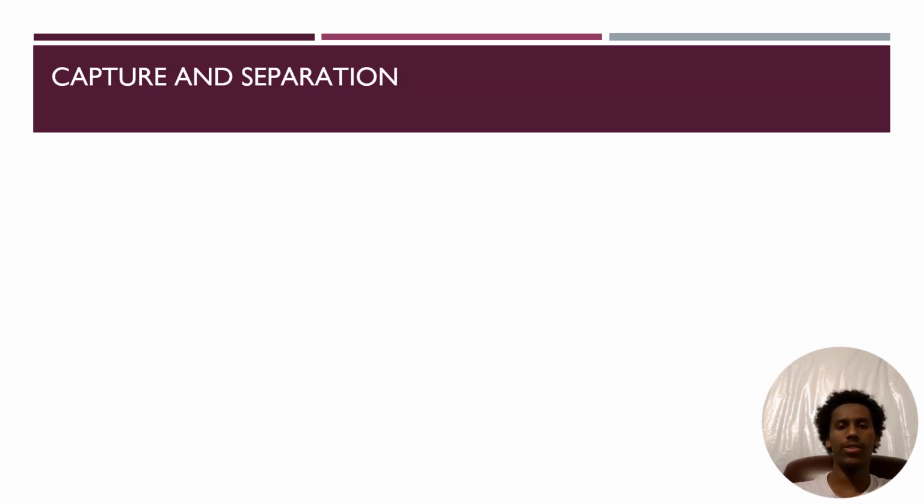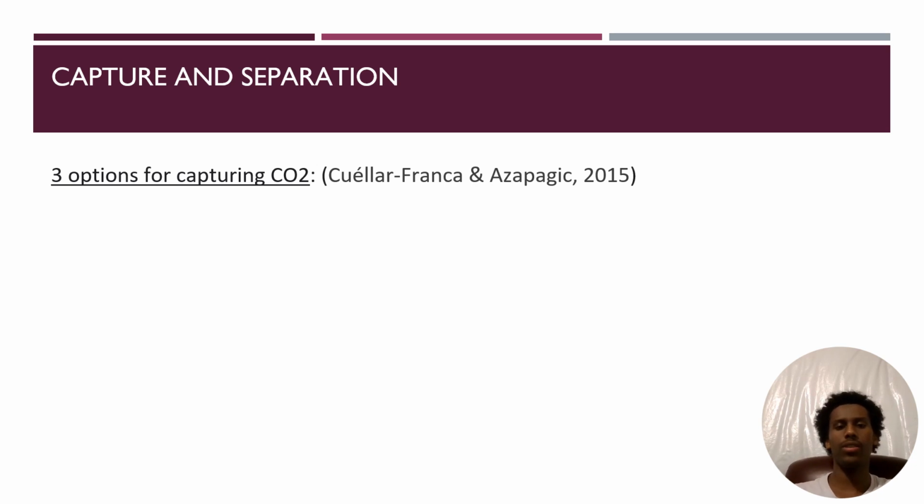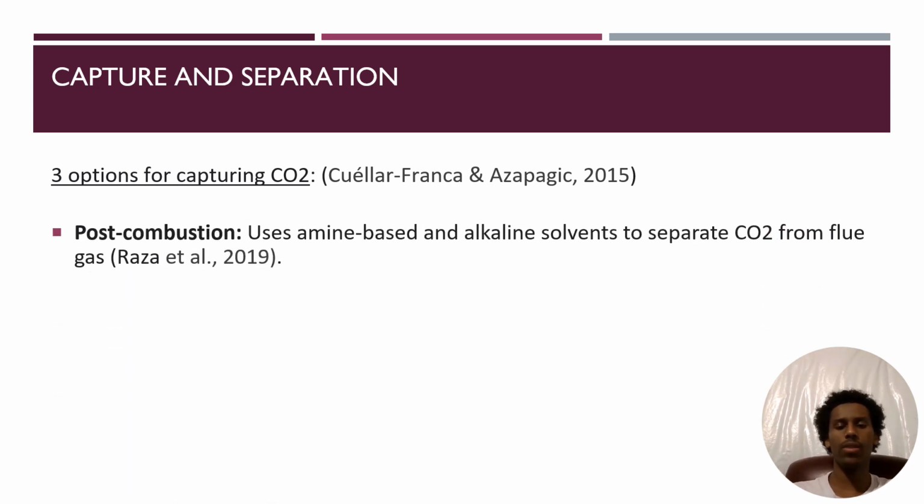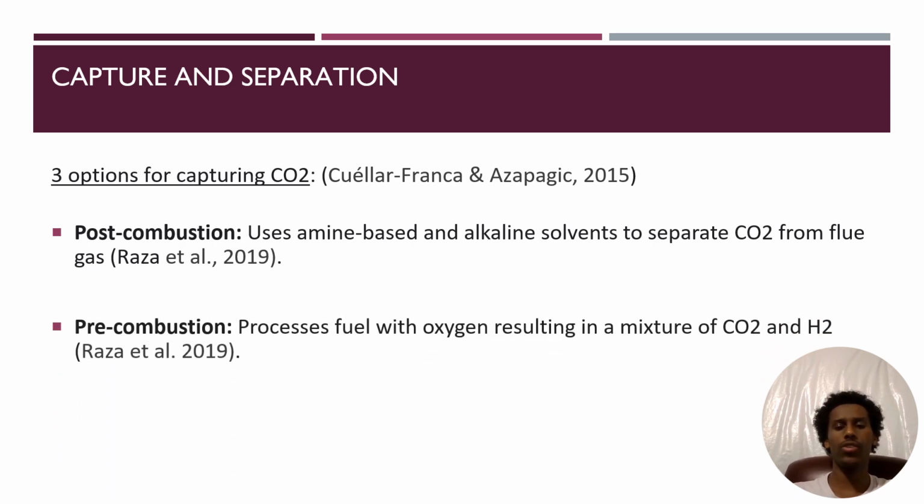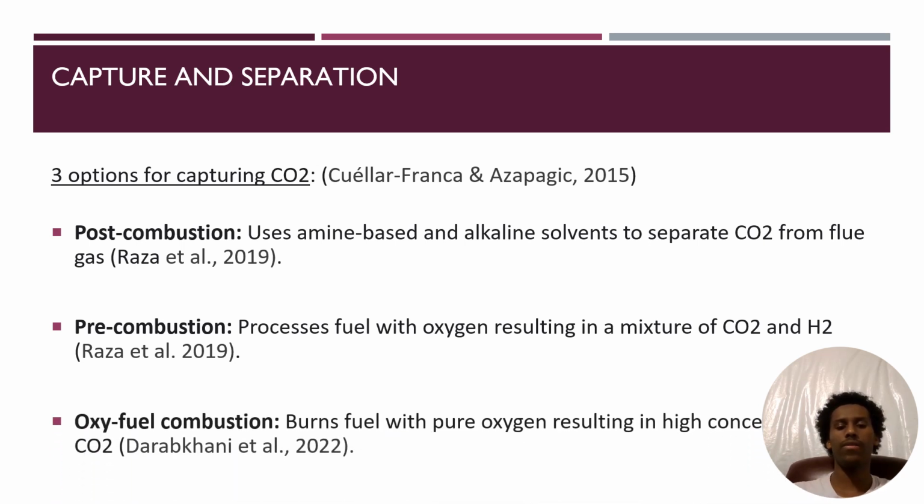Carbon capture and separation. There are three methods of capturing CO2. Firstly, we have post-combustion, which uses amine-based and alkaline solvents to separate CO2 from flue gas. Then, we have pre-combustion, which processes fuels with oxygen, resulting in mixtures of CO2 and H2. While oxy-fuel combustion burns fuel with pure oxygen, resulting in high concentrations of CO2.